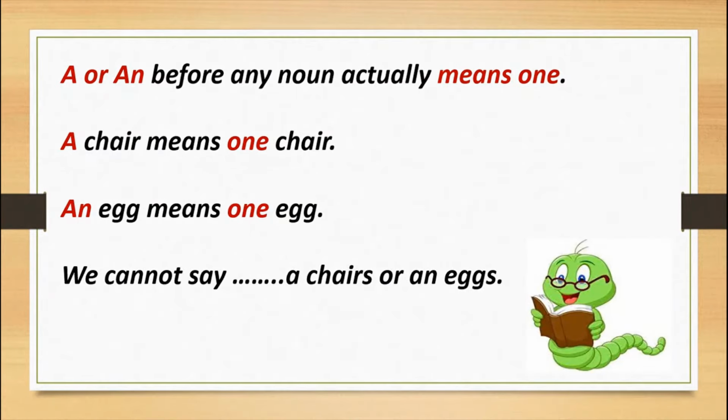A or an before any noun actually means one. A chair means one chair. An egg means one egg. We cannot say a chairs or an eggs.